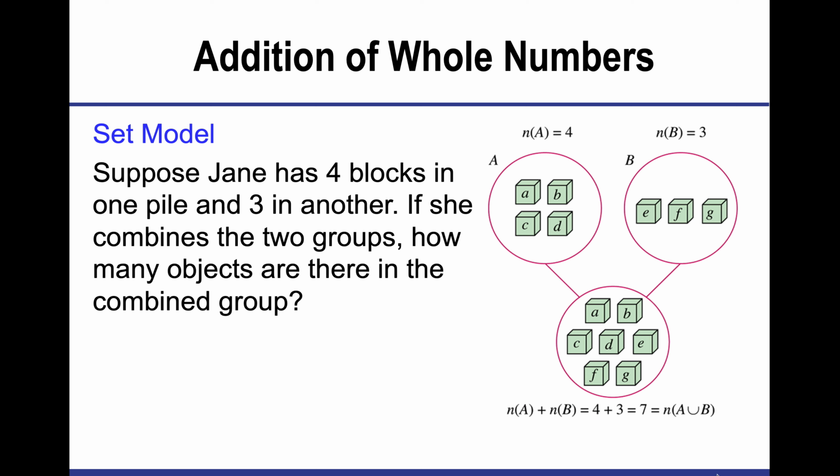Now, a set model is going to be a little bit different. So this is going to be your hands-on kinesthetic learners. It says, suppose Jane has 4 blocks in one pile and 3 in another. If she combines those two groups, how many objects are there in the group? So in this case, we would have them count 1, 2, 3, 4, 5, 6, 7, 8. And we would just have them counting both of those individual groups into one large group.